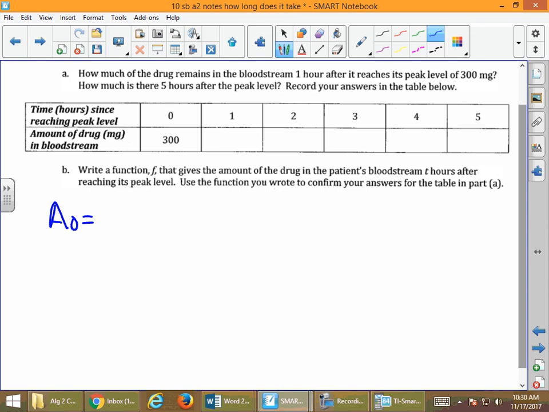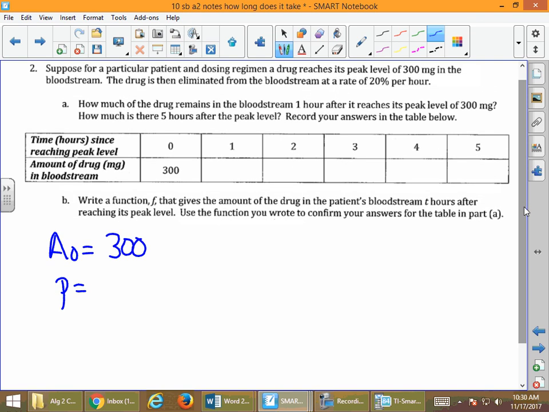Well, when we take the medicine, we're at full dosage here. We've got 300 milligrams in our system. But as we take the medicine, it's going to wear off over time. We've got a percentage here. It says that the drug is then eliminated, that's a really important word, from the bloodstream at a rate of 20%. What's our decimal of 20%? 0.2.